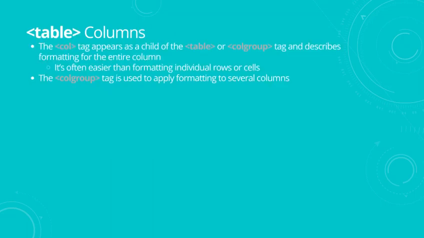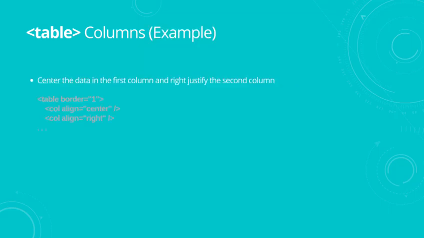So next is table columns. The col tag is used to appear as a child of the table or colgroup tag and describes formatting for the entire column. It's often easier than formatting individual rows or cells. The colgroup tag is used to apply formatting to several columns. So, a table columns example: center the data in the first column and right justify the second column. This is the table border 1, and center alignment we have set here.